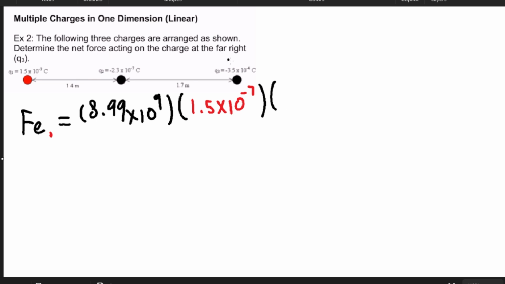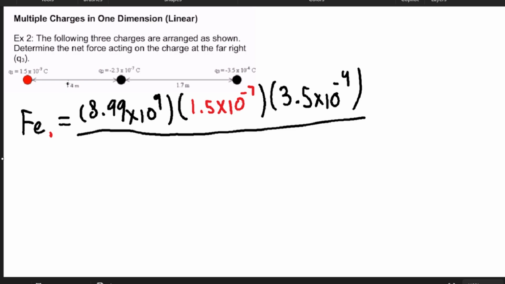And then the other charge, which is this. Because we're going to take the absolute value of Fe anyways, there's no point in writing out the integers. Just do 3.5 times 10 to the power of negative 4. You could write the negative sign here, but your answer for Fe is going to be positive anyways, so why do that?